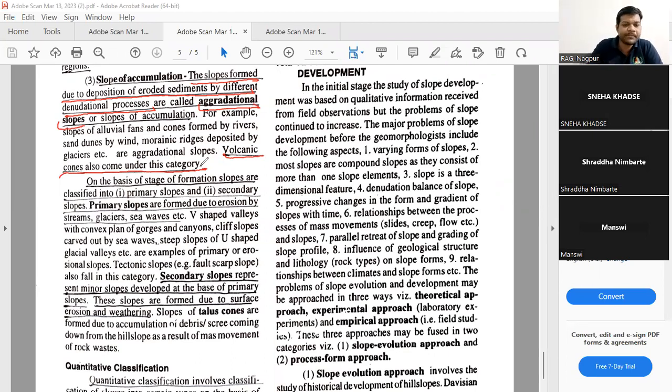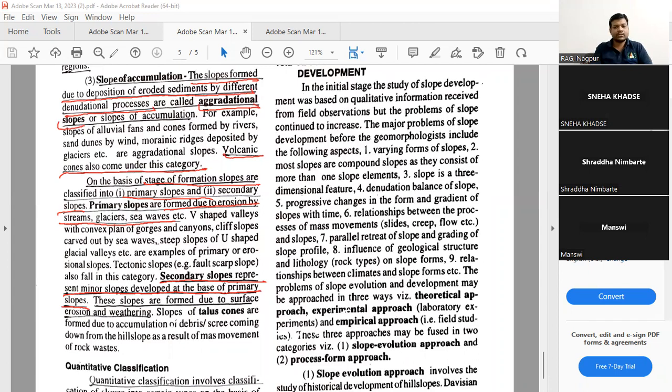On the basis of stage of formation, slopes are classified into primary slopes and secondary slopes. Primary slopes are formed due to erosion by streams, glaciers and sea waves. Secondary slopes represent the minor slopes. At the base of a large primary slope, there is a minor slope which is called the secondary slope.